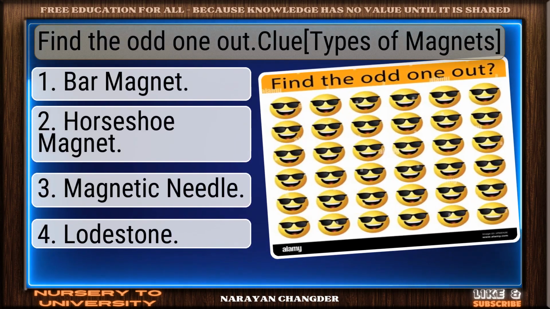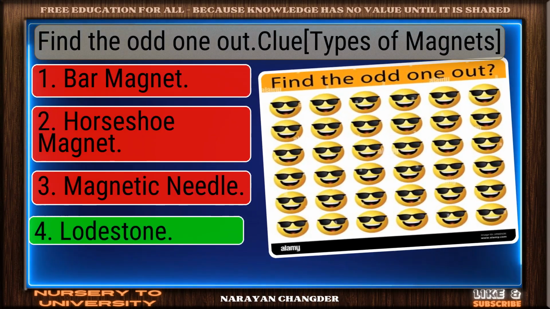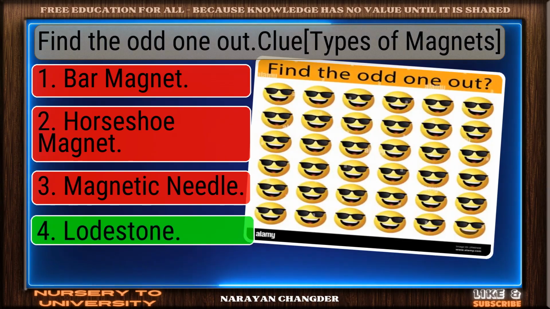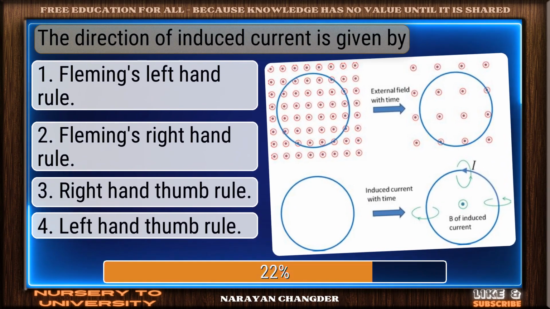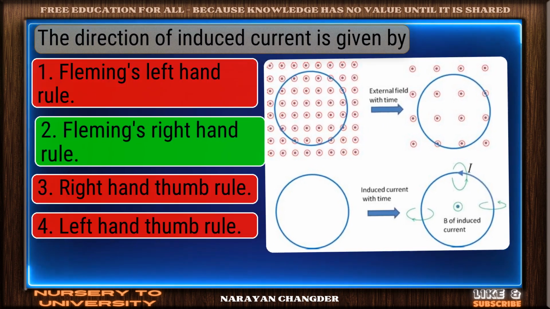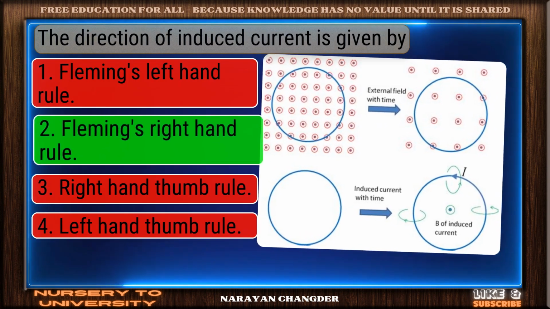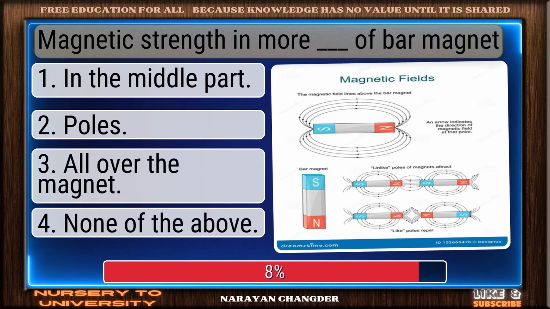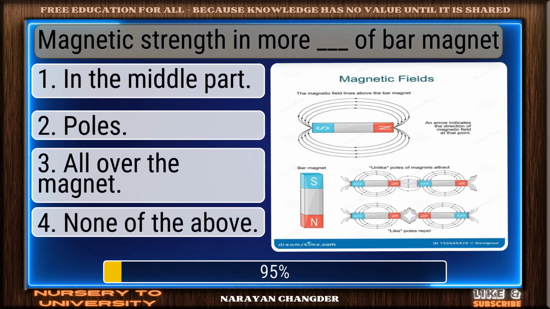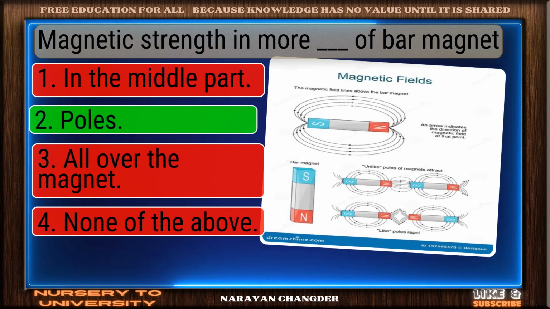Find the odd one out. Clue. Well picked. Lodestone is correct. The direction of induced current is given by? Correct. Fleming's right-hand rule is spot on. Magnetic strength is more at dash of bar magnet. Excellent. Poles is well reasoned.